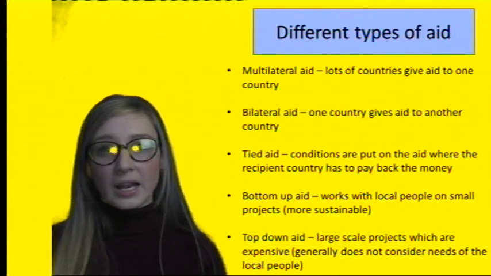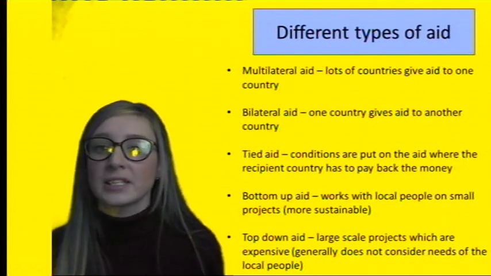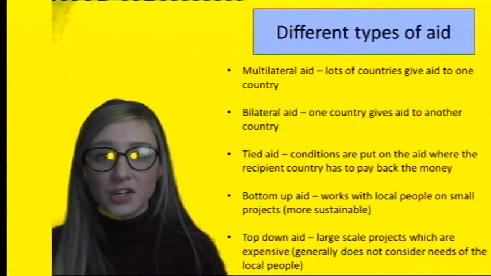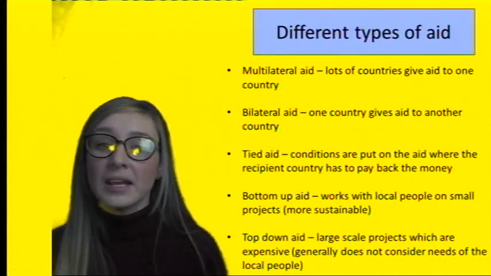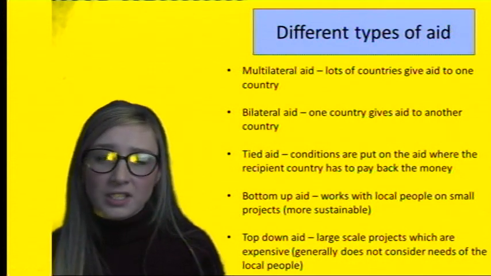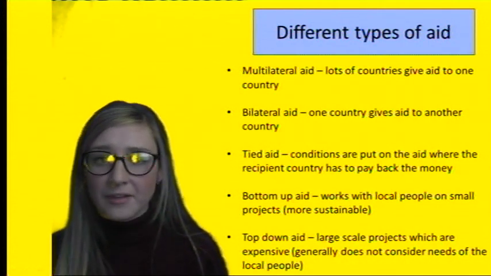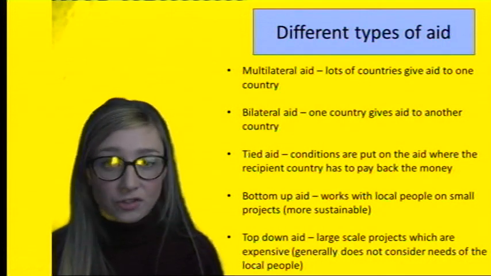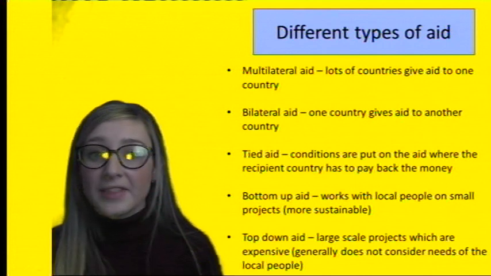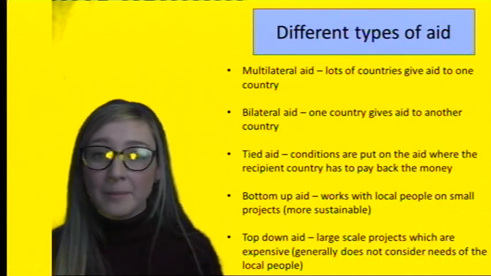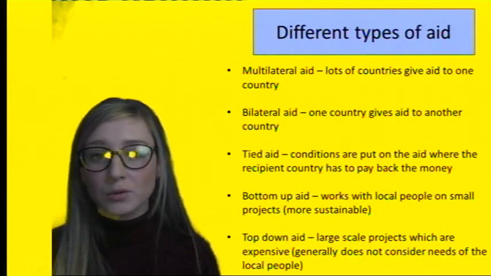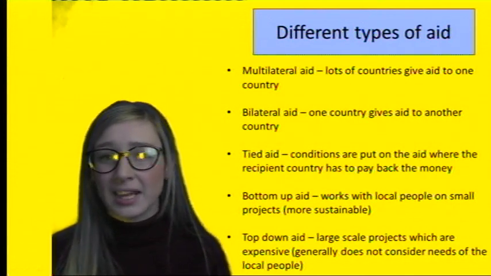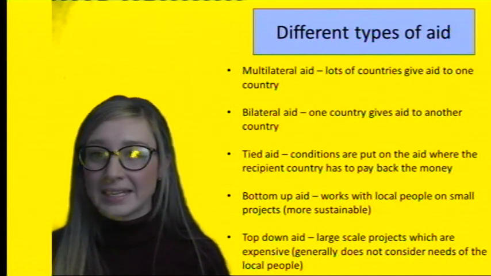These are multilateral aid, which is when lots of different countries give aid to just one country. Bilateral aid is simply one country giving it straight to another country. Tied aid is when conditions are put on the aid. So for example, say the UK gave aid to Mali in Africa, they would then say you have to either pay back that money to the UK or you have to agree to buy some of the UK's exports. So there's a condition put on it, and that can often leave countries in debt.